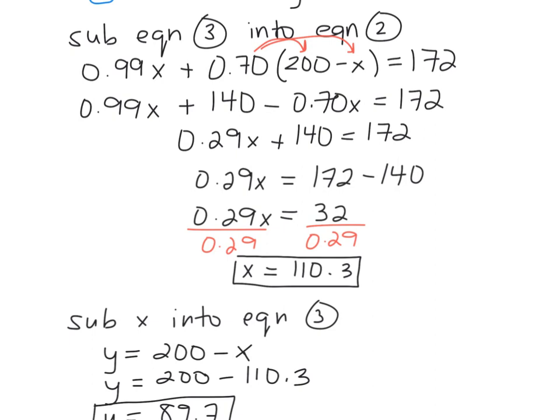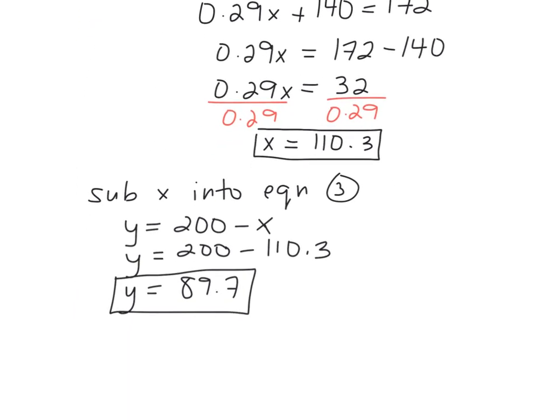And then once we have our answer for x, we can go ahead and solve for y. So I did that by substituting my answer for x back into equation number 3, since equation number 3 was already set up to solve for y. So by doing that, I ended up with 200 minus 110.3, which left me with an answer of y equals 89.7.